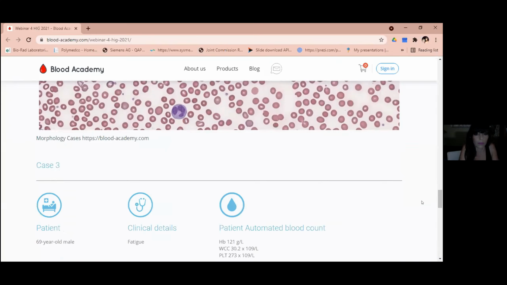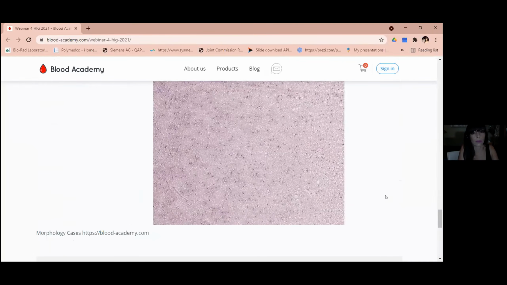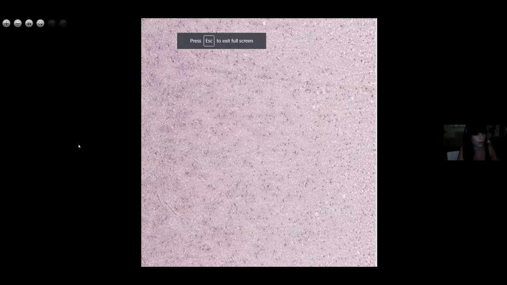So case 3 is a 69-year-old male who's presenting with fatigue. His hemoglobin is a little bit low, it's 121. Again, we've got leukocytosis. The white cell count by the automated analyzer is 30.2, and the platelet count is normal at 273. I'll hand over to you, Sam, if that's okay.